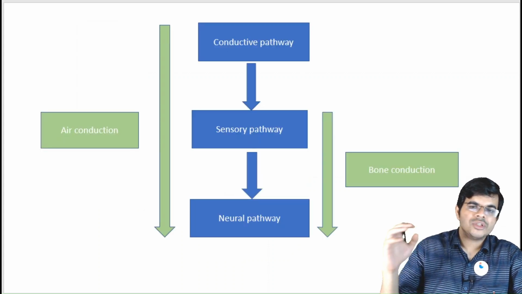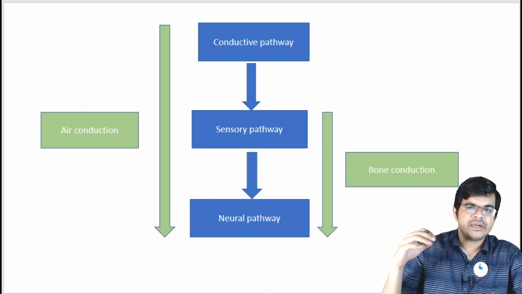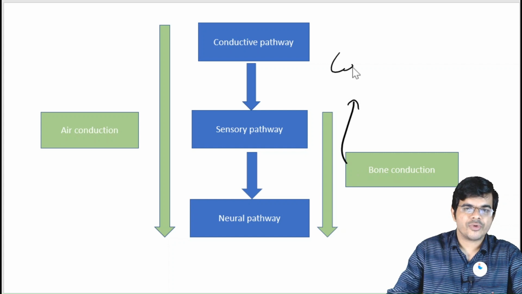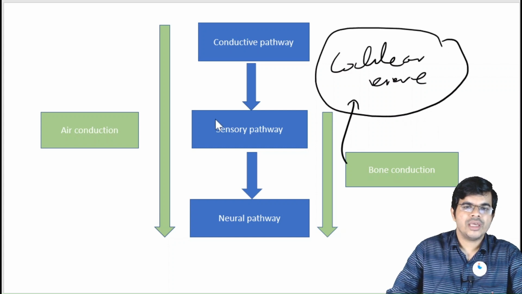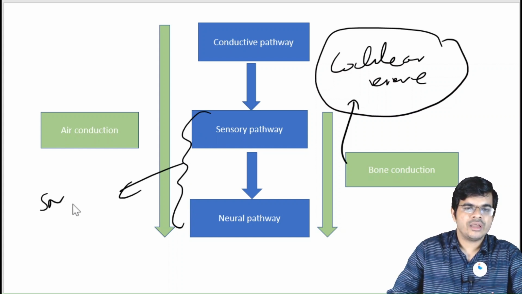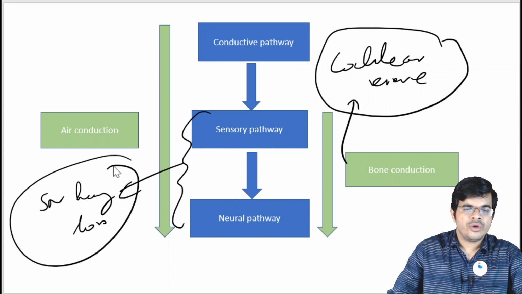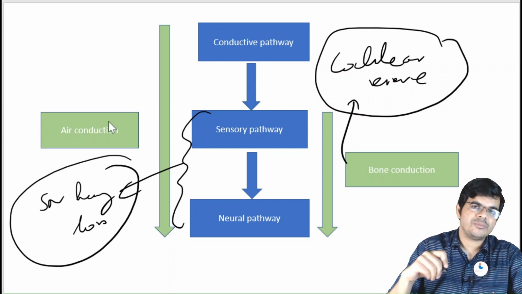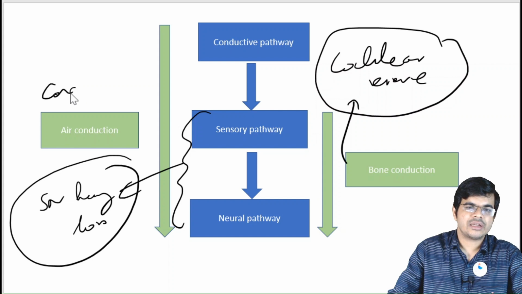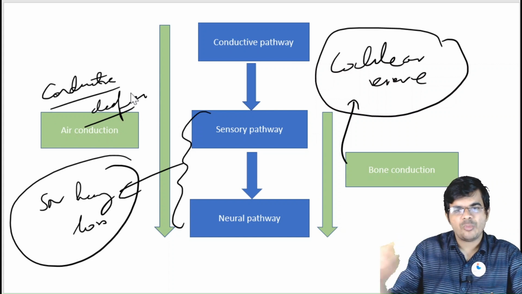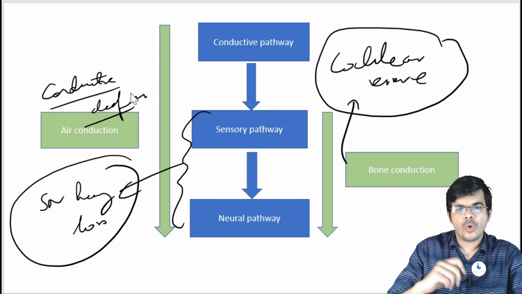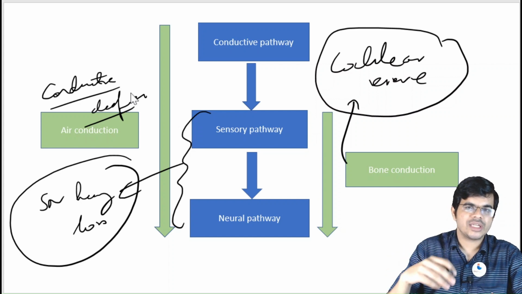But usually bone conduction is considered a measurement of the cochlear reserve. When you have a bone conduction problem, it means there is a problem with the sensorineural pathway, a sensorineural hearing loss. Only when the air conduction pathway alone is affected does it mean conductive deafness. For now, just understand that bone conduction is an estimate of the cochlear reserve, and if there is a problem with bone conduction, it means sensorineural hearing loss is seen in this patient.